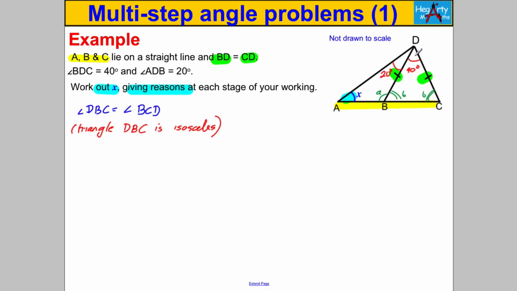Now, then I can say that this angle here, this 40, and this B must add to 180 because they are inside a triangle. So let's state that next, that angle DBC plus angle BCD plus angle CDB must add to 180. And the reason is angles in a triangle sum to 180, so write that in brackets.